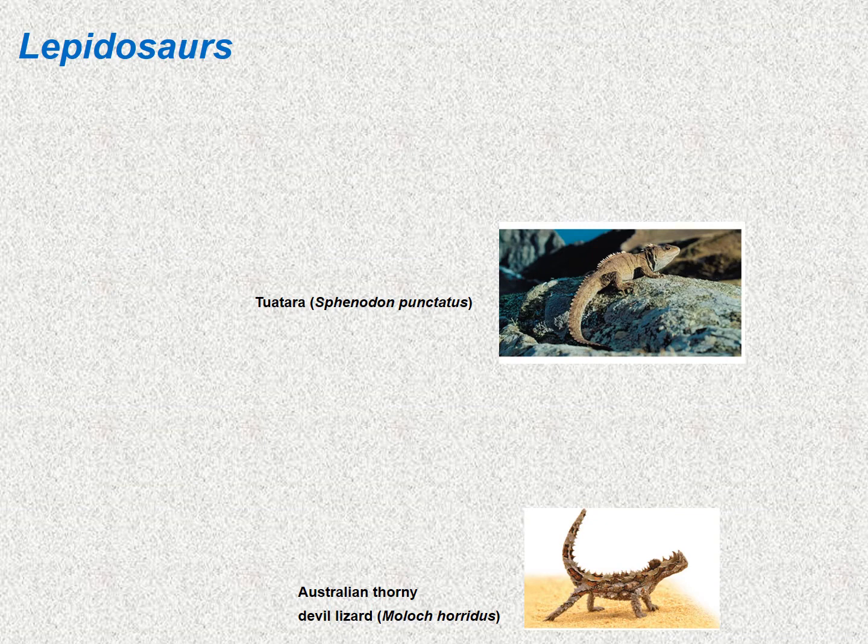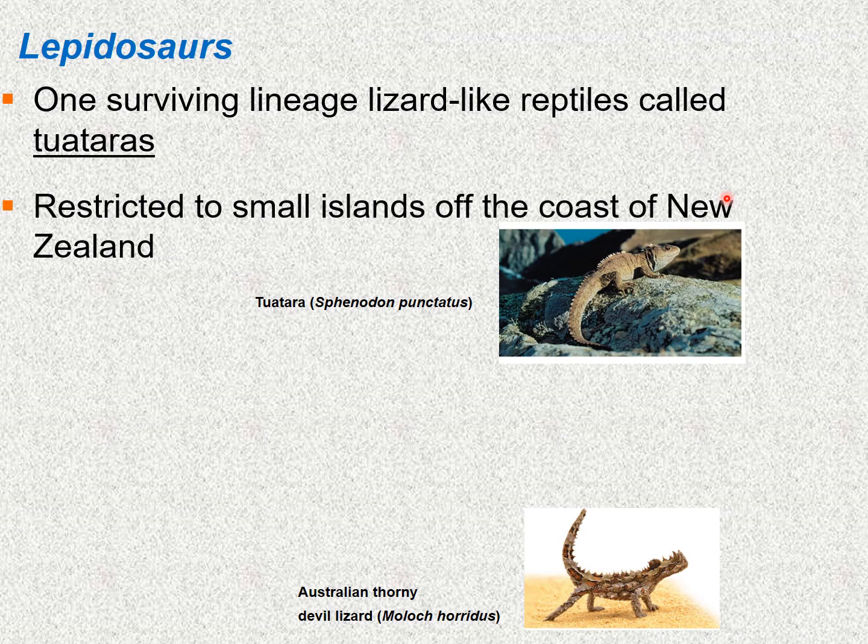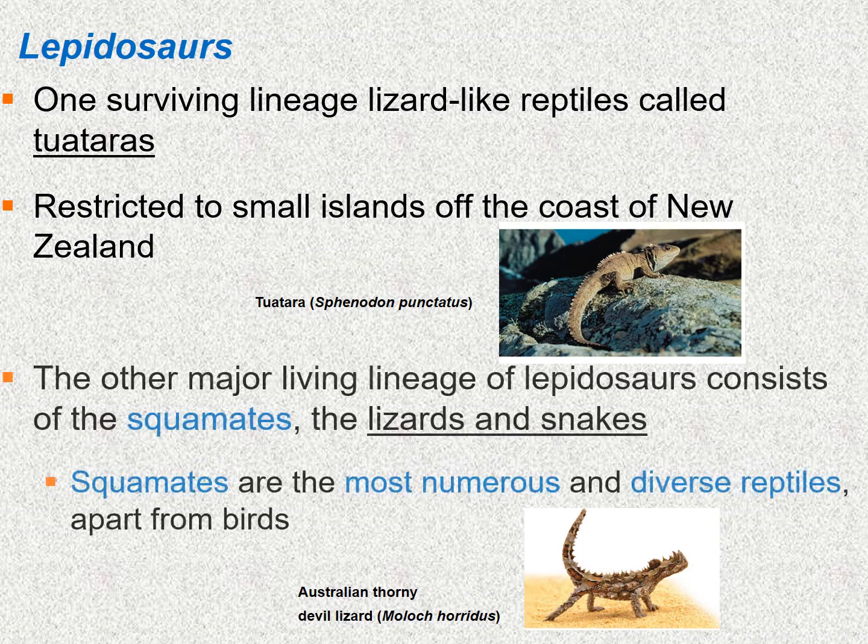Okay, so let's look at the lepidosaurs. The lepidosaurs divide into two major lineages. These lineages include the tuatras. The tuatras are lizard-like reptiles, however they are not lizards, and they're actually restricted to the small islands off the coast of New Zealand. The other living lineage of lepidosaurs includes the squamates, which are basically the real lizards and the snakes. The squamates are the most numerous, and they're quite diverse.